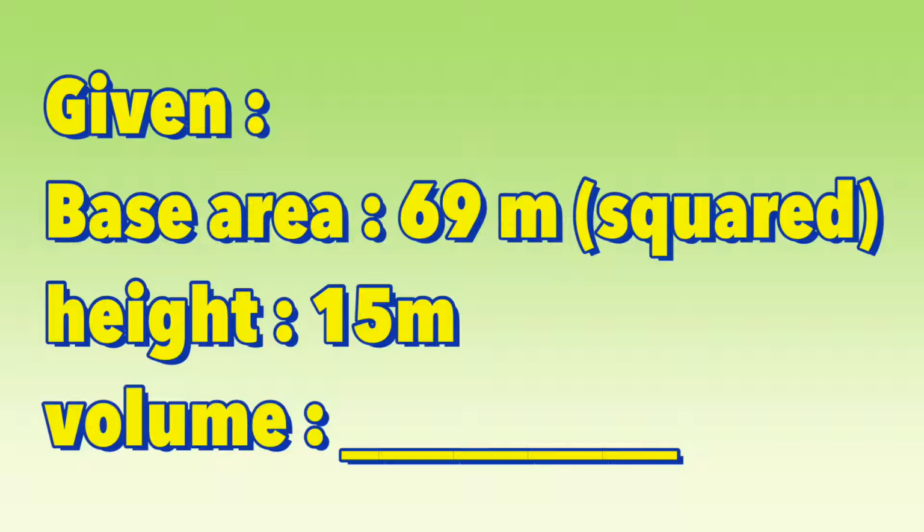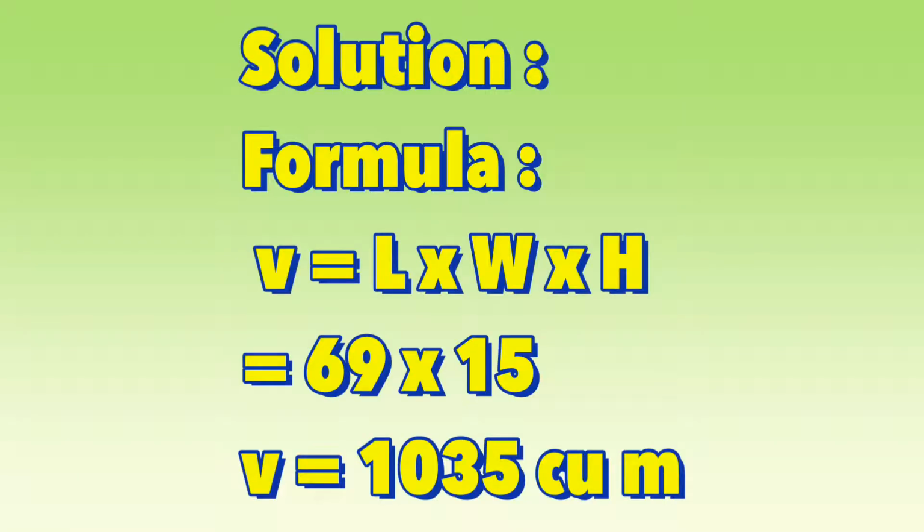Since the base area is given, this is equivalent to length times width. So we substitute for length times width 69, and the height is 15, so we have to multiply 69 times 15. So the volume now is 1035 cubic meters.